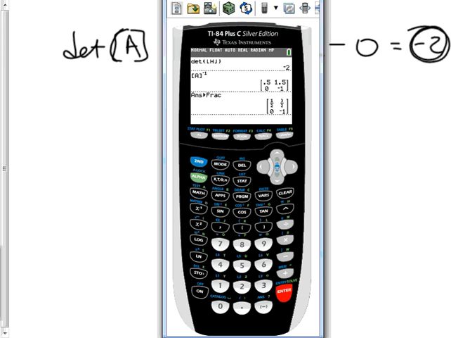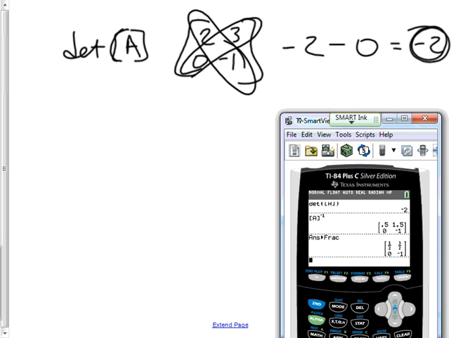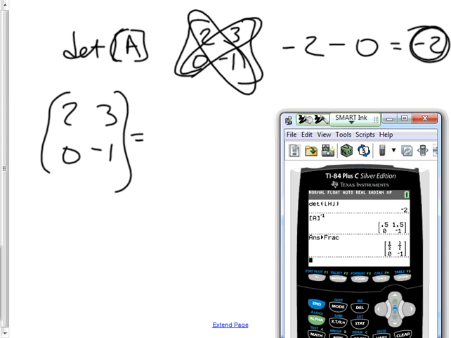Now, could you do that last part, the inverse, by hand if necessary? Let me show you how you would. Okay, it was 2, 3, 0, -1. Do you remember that this is 1 over the determinant times a matrix that's got the first shall be last and the last shall be first? Does that ring a bell? Okay, so what was the determinant? It was right there. So it's 1 over -2.